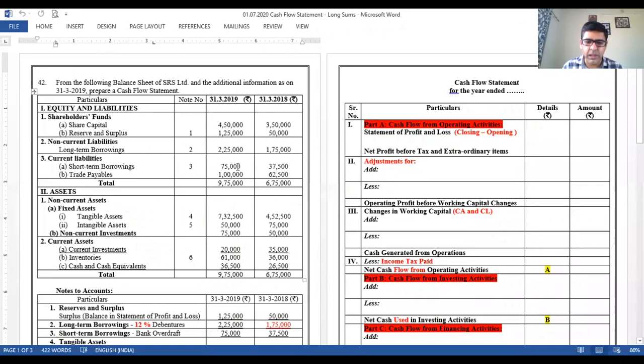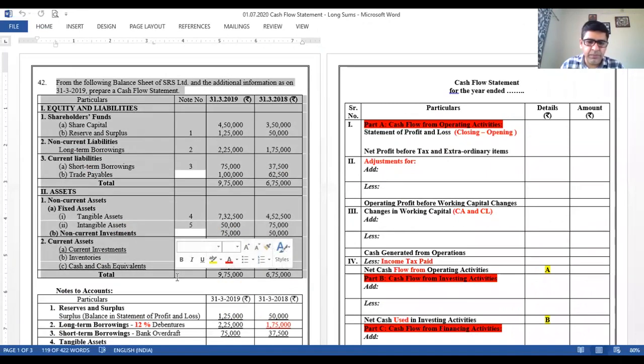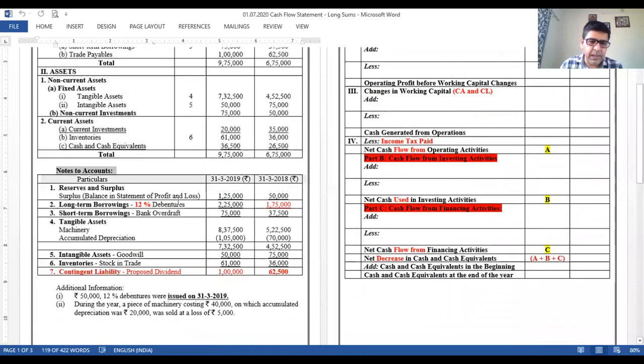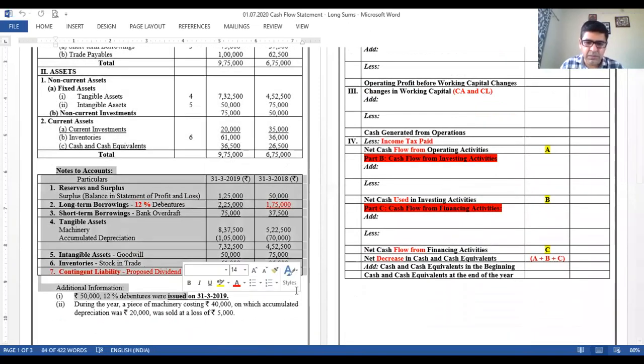This is a sum which I want you to understand, like what is the format of the question. This is the format in which the balance sheet is given, and after the balance sheet you can see notes to accounts, and then you have some adjustments. So this is the standard format of a question.